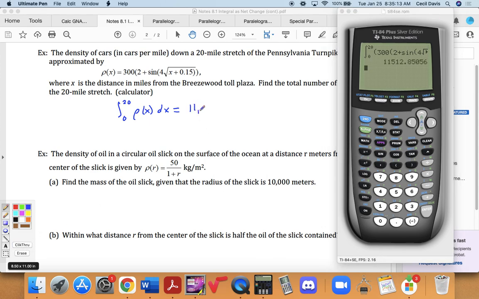So 11,512,851 cars. That's a lot of cars. It's a 20-mile stretch. But that's like 5,000 cars per mile. Yeah, that's a lot. 5,000? Oh no, sorry. If you divide that by 20, 500-ish. 500 and change per mile. That's not as crazy.